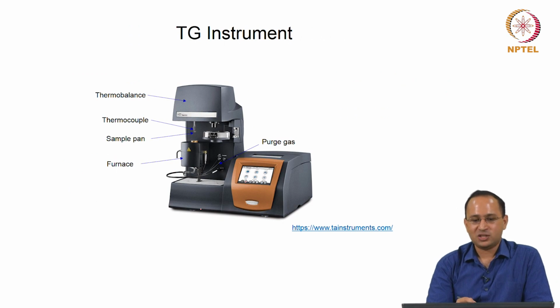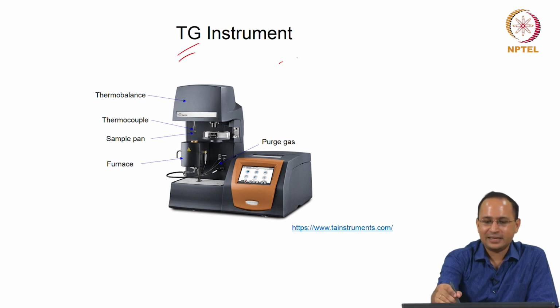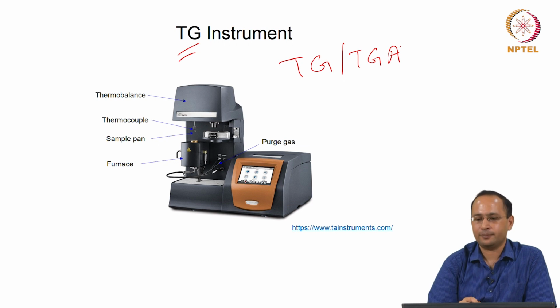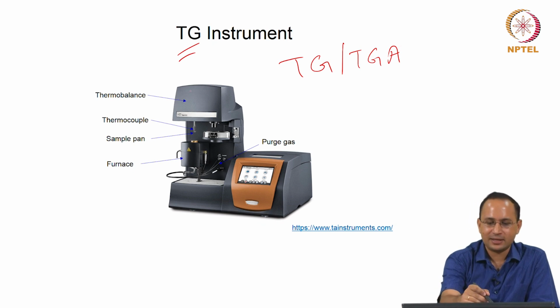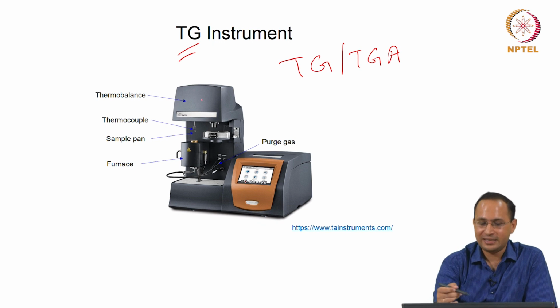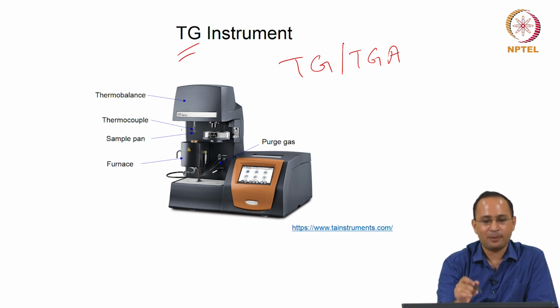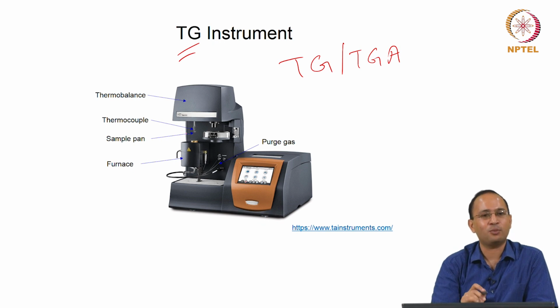So, a typical TG instrument. As we said, thermogravimetry, you can say TG or TGA; when you refer to papers, oftentimes you will see people using TG or TGA for this technique. So, what does it consist of? This is a TGA or TG instrument. Basically you have a sample pan here, and next to the sample pan you have a thermocouple, because we are interested in measuring temperature: we are heating the sample and then measuring the weight.